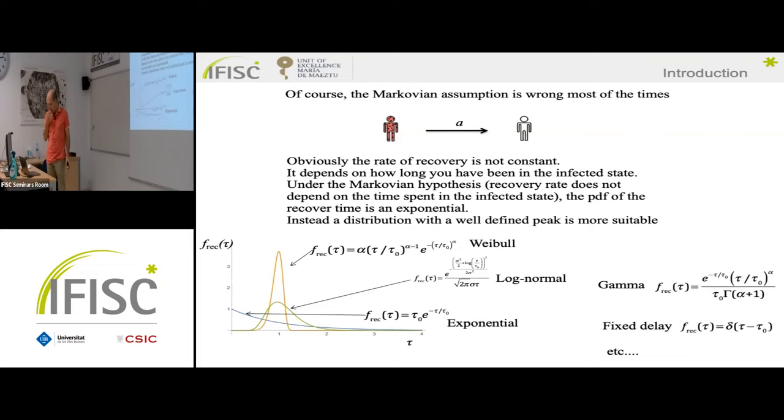We would like to distinguish between stationarity of the rates and Markovian dynamics. Here you are assuming that the rates are not constant with time. I'm assuming they're constant with time, yes. If the rates depend on the time you have been in the affected state, then this is not Markovian. Okay.